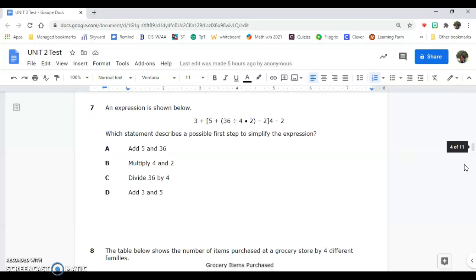Number 7. An expression is shown below. Which statement describes a possible first step to simplify the expression? A. Add 5 and 36. B. Multiply 4 and 2. C. Divide 36 by 4. Or D. Add 3 and 5. What is the first step or possible first step to simplify the expression?